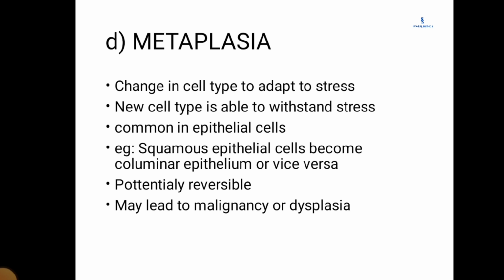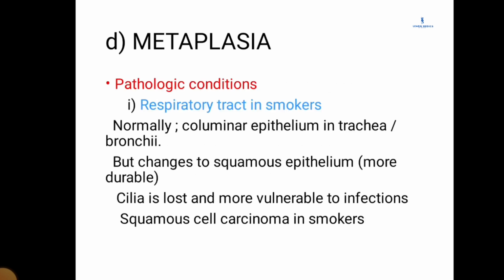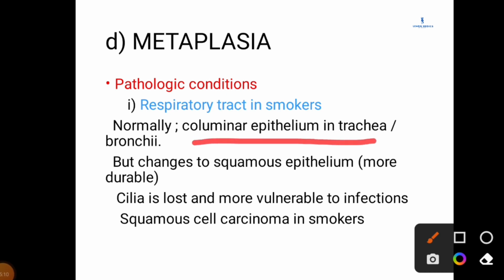It is potentially reversible, but it has a major problem. It may lead to malignancy or dysplasia. The golden example, or the classical example, of pathological metaplasia is the respiratory tract in smokers. Normally in the respiratory tract we have columnar epithelial cells in the trachea or bronchi, which have cilia and secrete lots of mucus to remove various infections and dust particles from the trachea or bronchi.